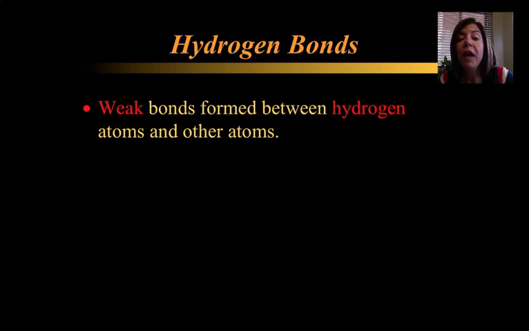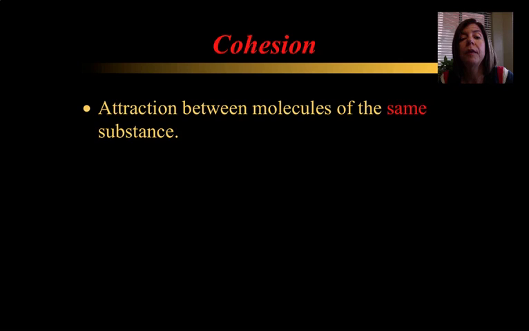Now, hydrogen bonds are another type of bond. We had in yesterday's session ionic bonds and covalent bonds, but today we're going to talk a little bit more about hydrogen bonds. Hydrogen bonds are weak bonds, and they form between hydrogen and other atoms. There's a property called cohesion, which is the attraction between molecules of the same substance. So when water clings to water, that's called cohesion.